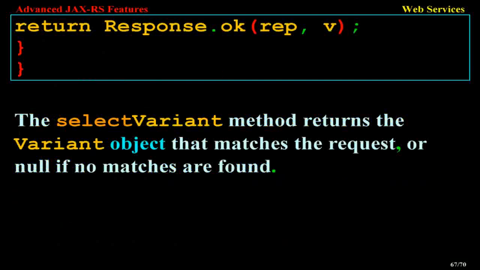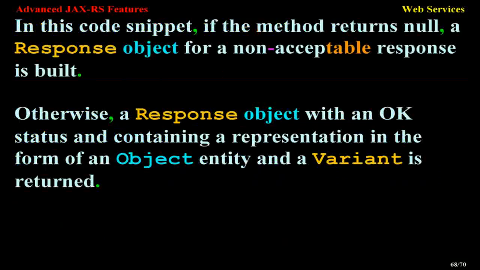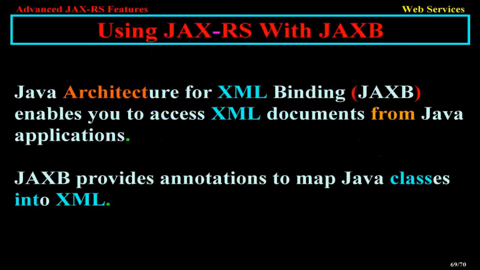The selectVariant method returns the Variant object that matches the request, or null if no matches are found. In this code snippet, if the method returns null, a Response object for a not acceptable response is built. Otherwise, a Response object with an OK status and containing a representation in the form of an object entity and a variant is returned.